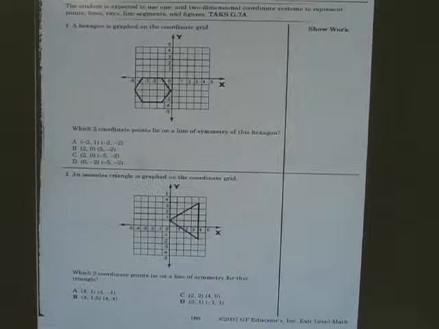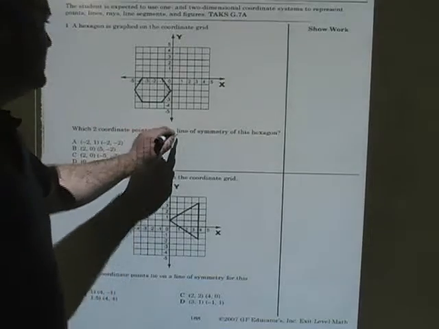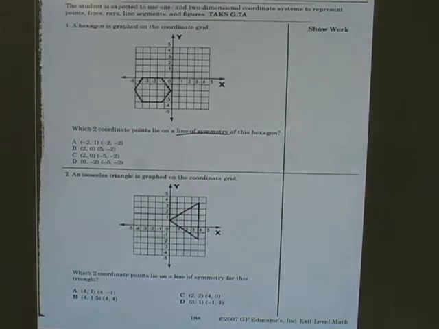Okay, a hexagon is graphed on the coordinate grid. Which two coordinate points lie on the line of symmetry of this hexagon? Okay, line of symmetry.